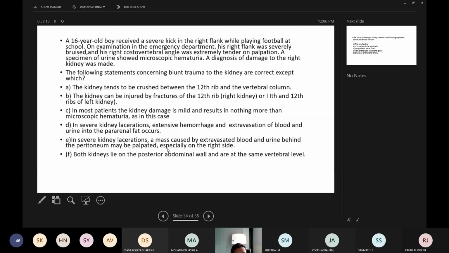One more: a 16-year-old boy received a severe kick in the right flank while playing football at school. On examination in the emergency department, his right flank was severely bruised and his right costovertebral angle was extremely tender on palpation. A specimen of urine showed microscopic hematuria. A diagnosis of damage to the right kidney was made. Which is wrong among the following statements?